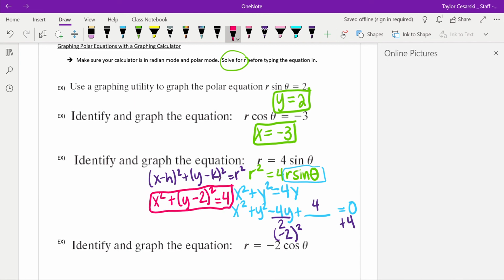So that's my rectangular equation. Okay, this is still a circle, but my center here is at (0, 2), opposite of what's inside your parentheses, and the radius is 2, because remember that 4 is the radius squared.